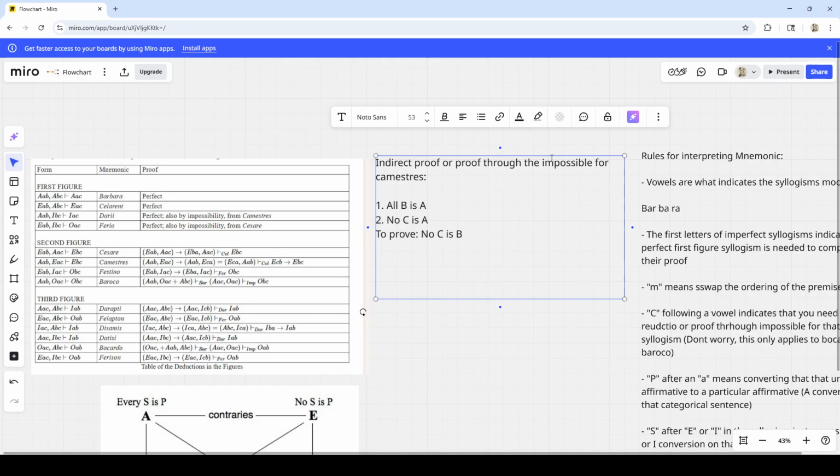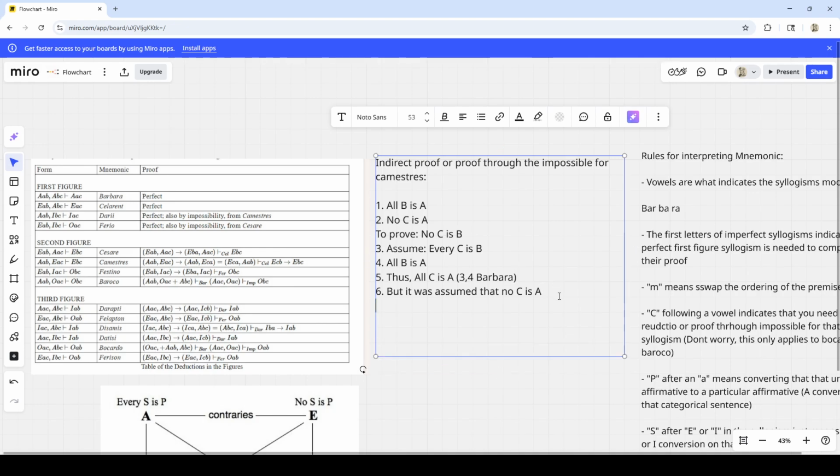We want to prove the conclusion that no C is B, and to prove that, we assume the negation of E. We can assume that every C is B. Let's assume that every C is B, and then we can restate that all B is A, and we can conclude, thus, all C is A. But it was assumed that no C is A. So this is 3-4 Barbara, and I'll show you why in a minute. But it was assumed that no C is A.